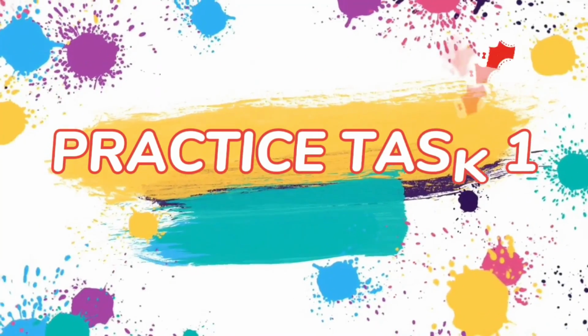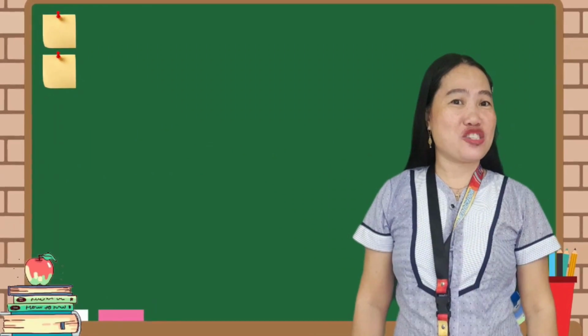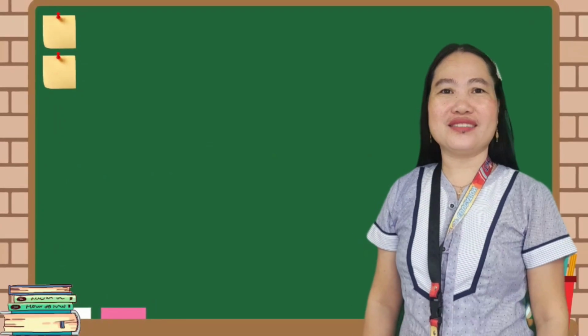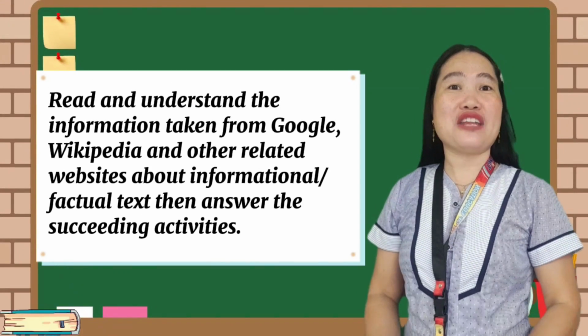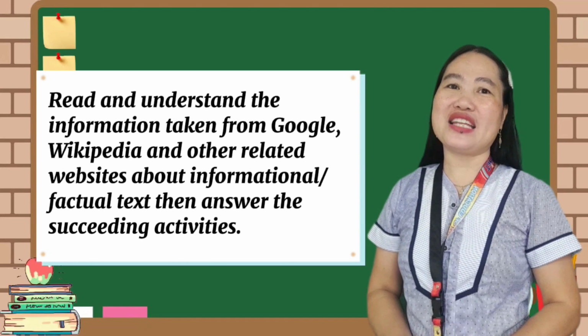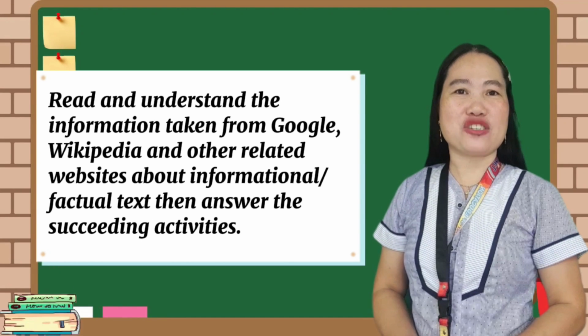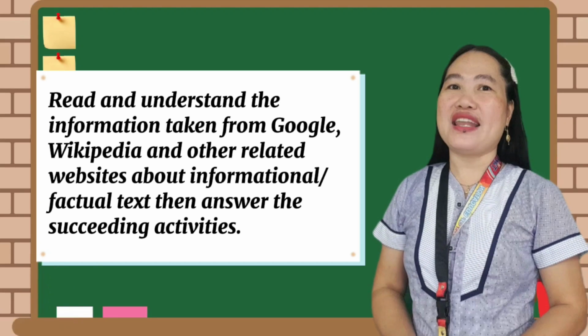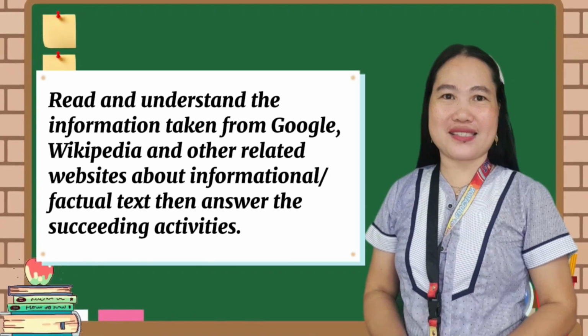Now, I think you're ready for the activity for today. Let's begin. On your activity sheet, practice task 1. Read and understand the information taken from Google, Wikipedia, and other related websites about informational or factual text. Then answer the succeeding activities.